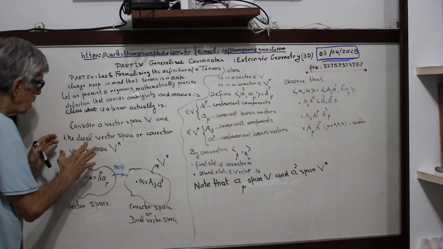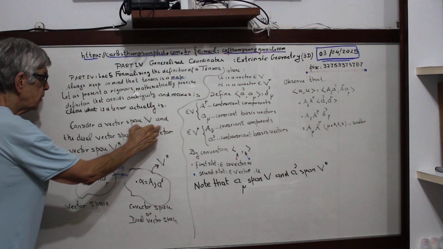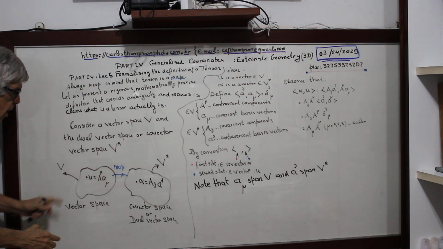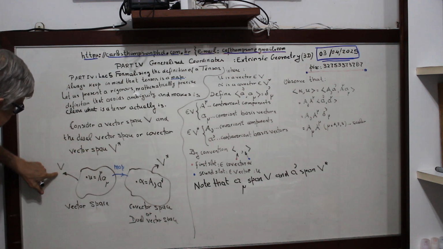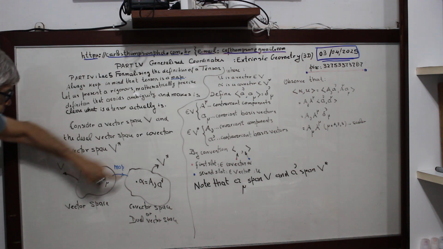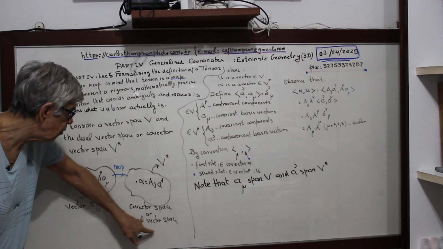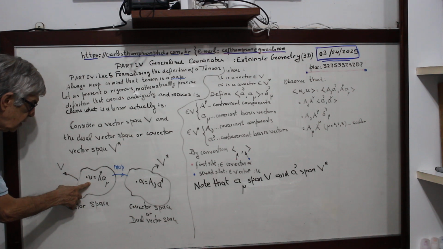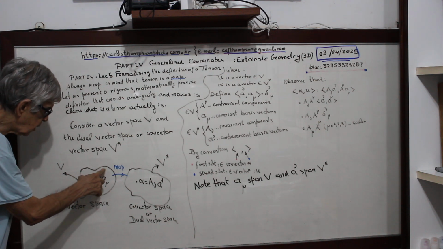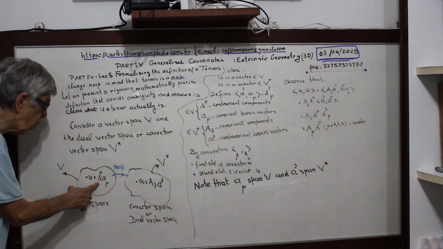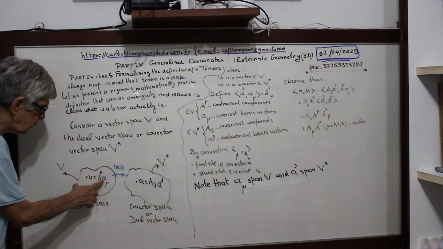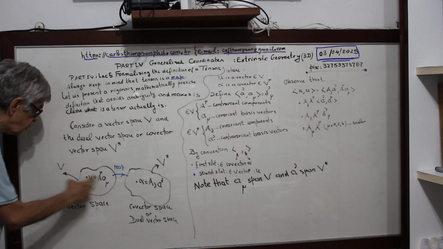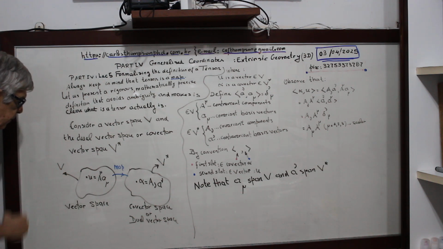Now, consider a vector space V and the dual vector space, or covector space, V star. You see this figure here shows this is the vector space, okay? This is the covector space, or dual vector space. U is a vector, okay? This A mu is the components, okay? And A lower mu is the basis vector for V, okay?